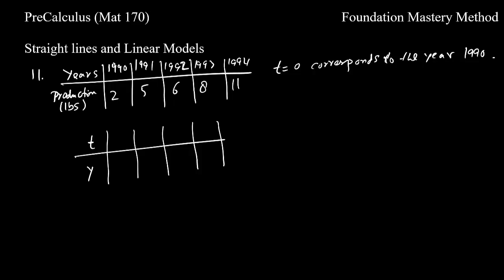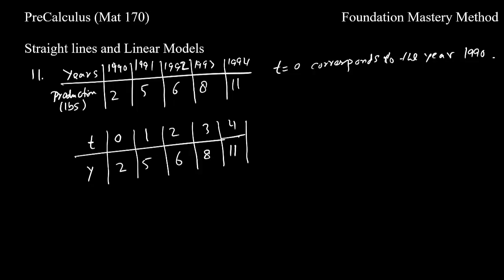So we are making our table with years as t and the production as y in pounds. Since t equals 0 corresponds to the year 1990, we put 1990 as 0, and then 1991 will be 1, this will be 2, this will be 3, and finally we'll have 4. And the production values we have are 2, 5, 6, 8, 11.